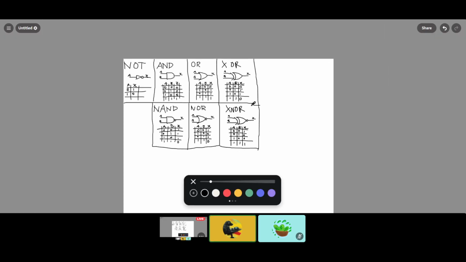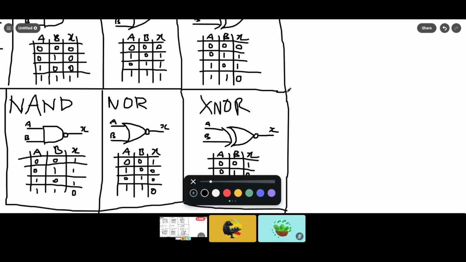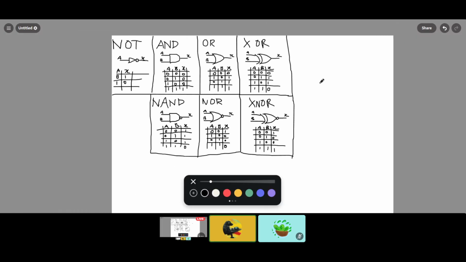Oh crap. Okay. And these are all the 7 logic gates that you must know.